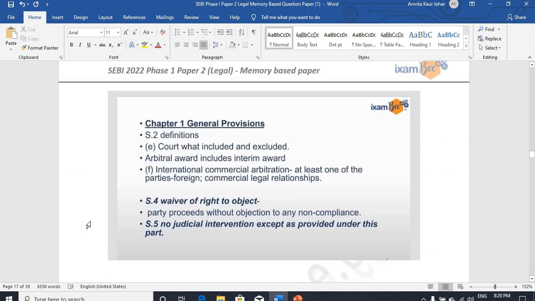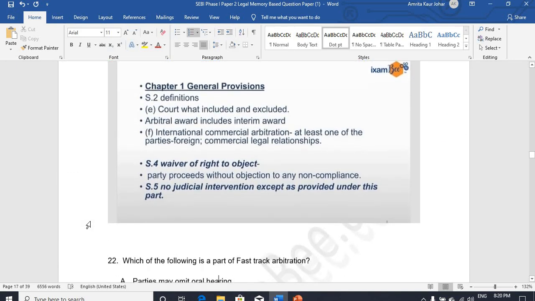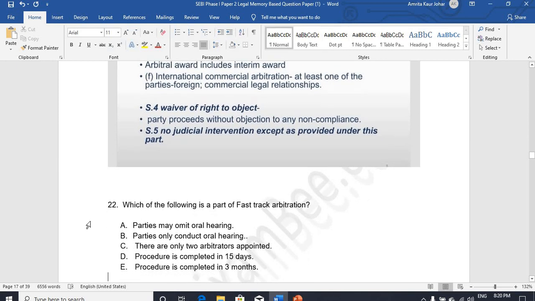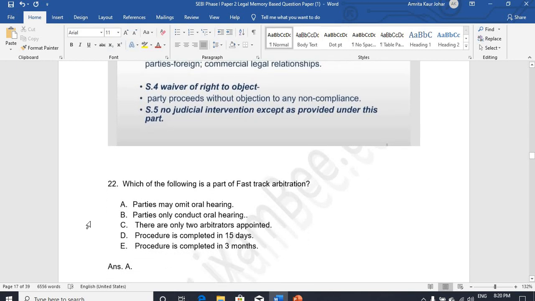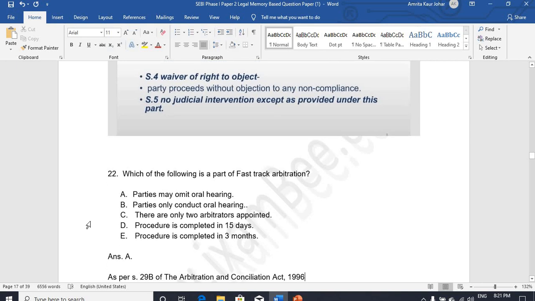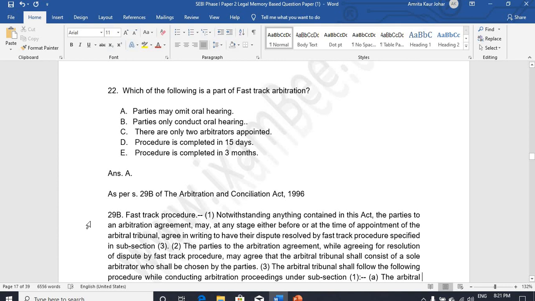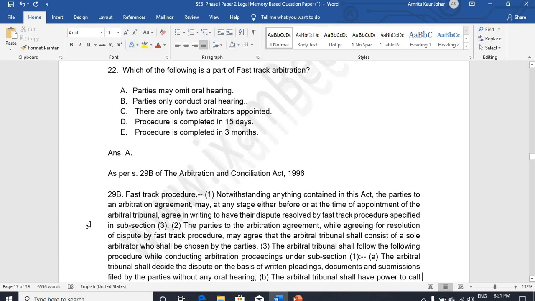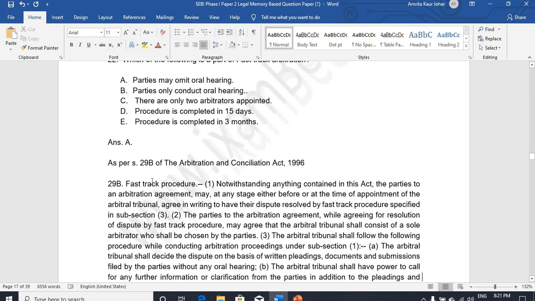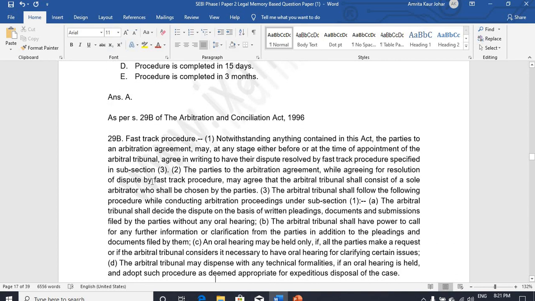Moving ahead with the next part, which of the following is a part of fast track arbitration? This was also asked from arbitration topic only, and the answer is that parties may omit oral hearing. Parties can only conduct oral hearing. There are only 2 arbitrators that are appointed. Procedure is completed in 15 days. Procedure is completed in 3 months. This is directly picked from section 29B of the Arbitration and Conciliation Act, which provides for entire fast track procedure of arbitration.